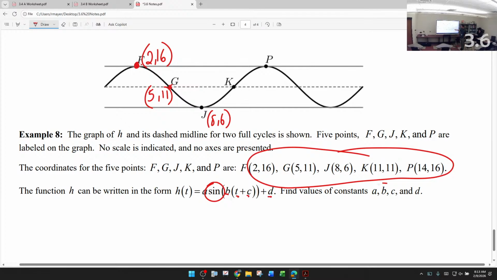They don't care about T. Of course, T is the variable. They just want to know what A, B, C, and D are.